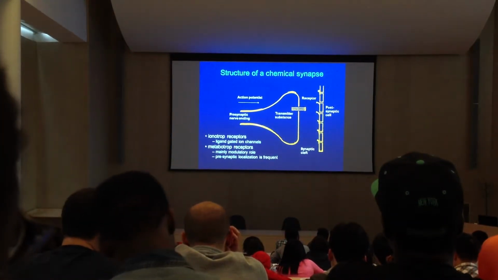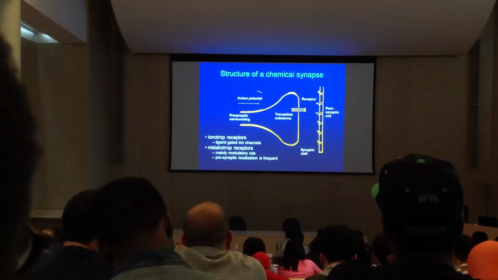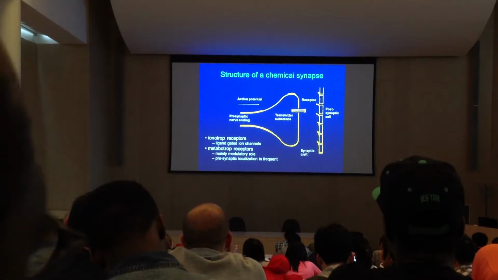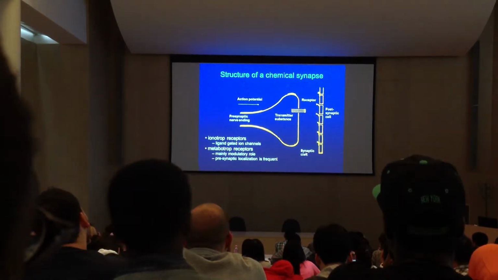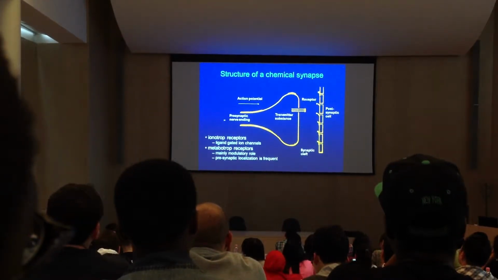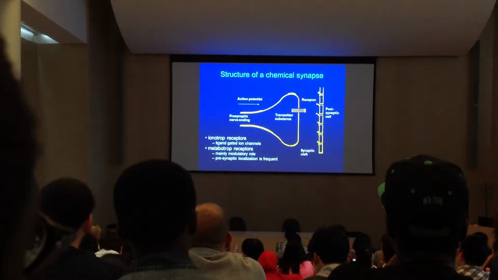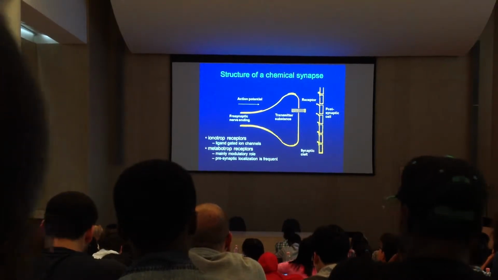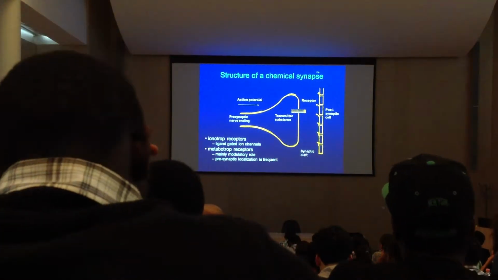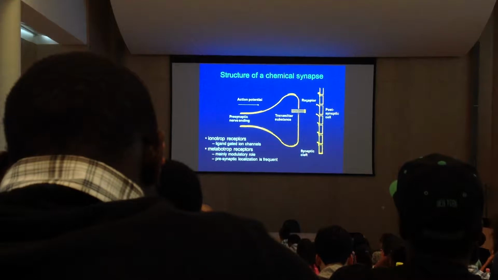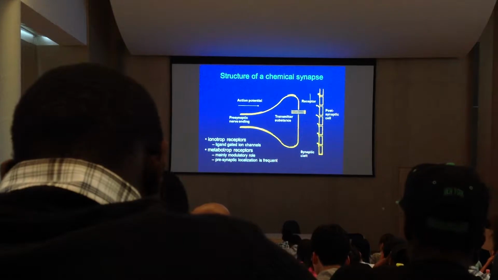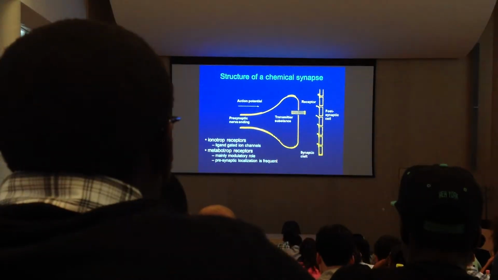In every case in a chemical synapse, there is a presynaptic and a postsynaptic cell. Presynaptic is the cell from which the action potential and the information comes. Postsynaptic is the cell onto which the information goes. Between the two cells there is a distance, and this extracellular space we call the synaptic cleft.